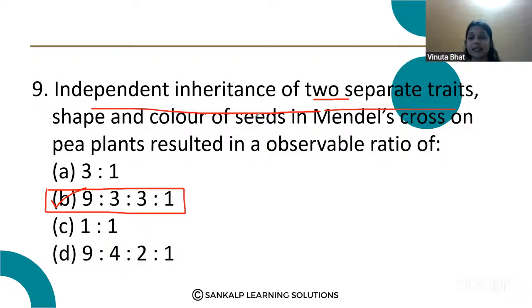The first one is the inheritance of one gene, that is the monohybrid cross. Monohybrid cross phenotypic ratio is 3 is to 1. But in case of the dihybrid cross, this is 9 is to 3 is to 3 is to 1. Option B is the correct answer.